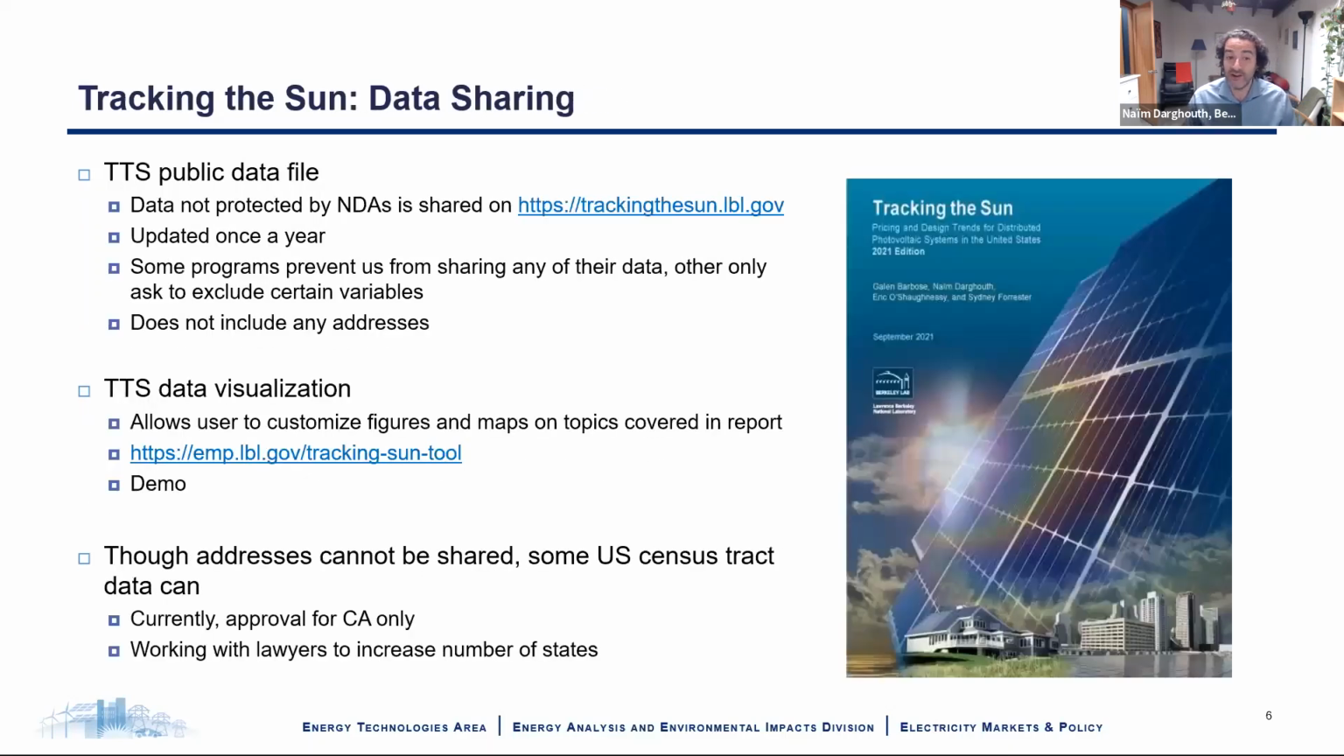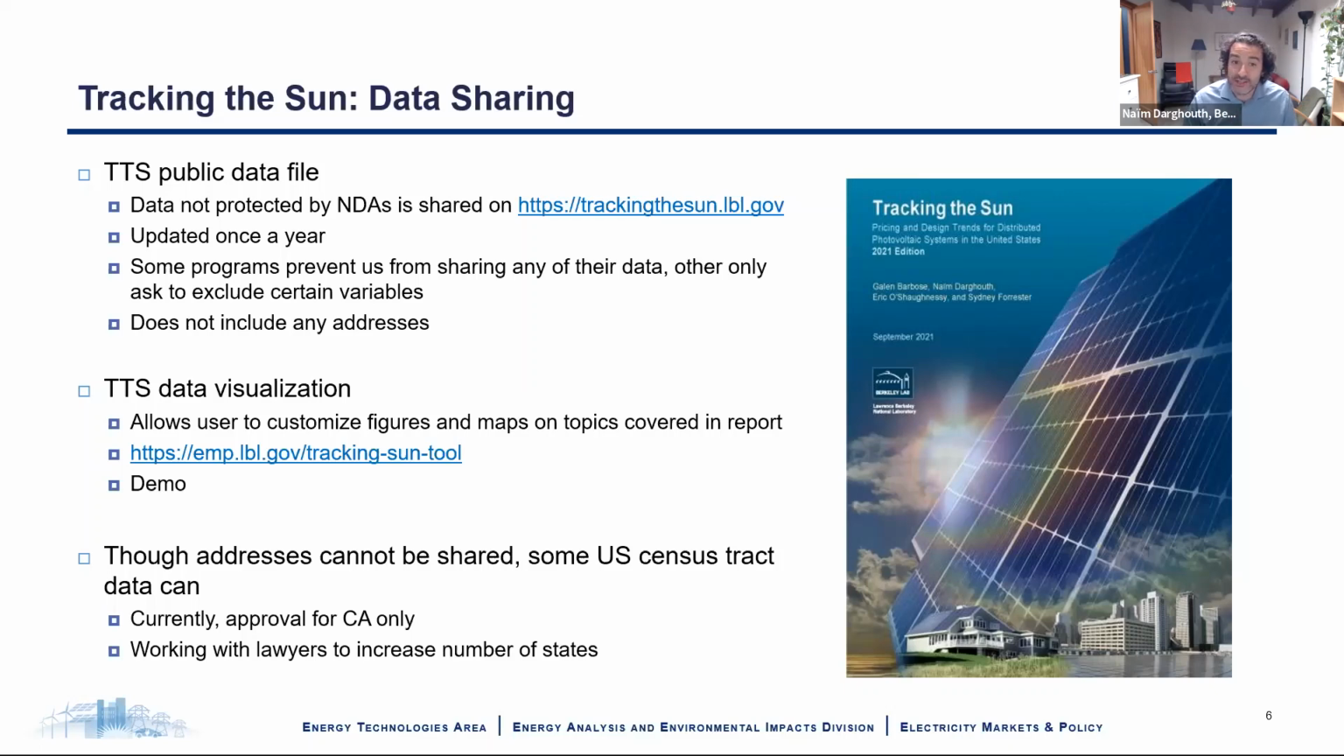So now on to sharing of this data. All the system level data from Tracking the Sun that we can share, we already do so in a public data file that can be downloaded on our website. This is data that we're allowed to share because it's not protected by NDAs. We update this once a year, usually at the same time as a report. Note that no addresses are included for any of the systems.